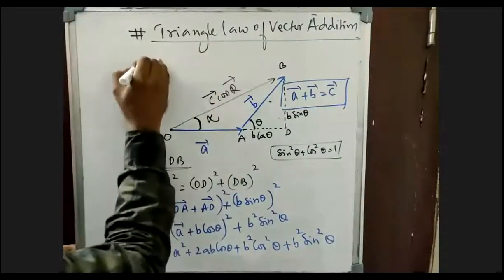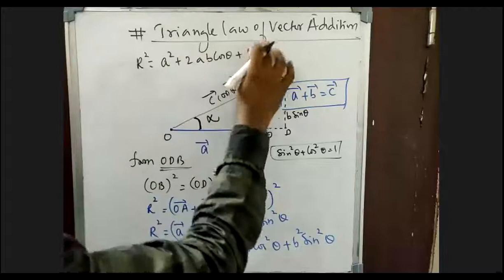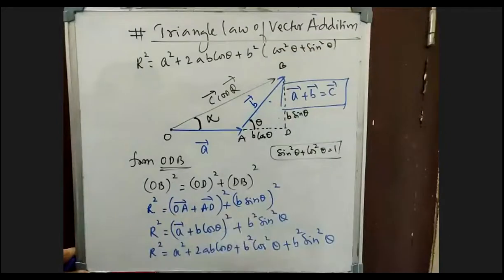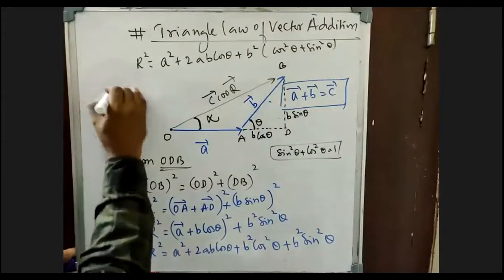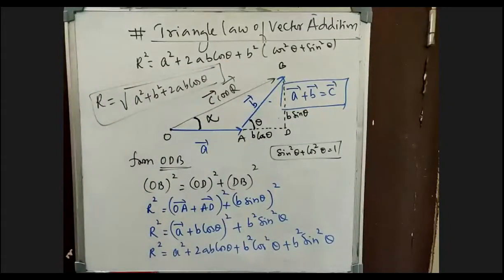I'm writing the result directly here right now. R square is equals to A square plus 2AB cos theta plus B square is common into cos square theta plus sin square theta. So that will become for me 1. So the answer for this one will come: R is equals to under root of A square plus B square plus 2AB cos theta. So this is the magnitude. So when two vectors are inclined at an angle theta, the resultant of that one is given by the formula R is equals to under root of A square plus B square plus 2AB into cos theta. Is that clear for everyone?